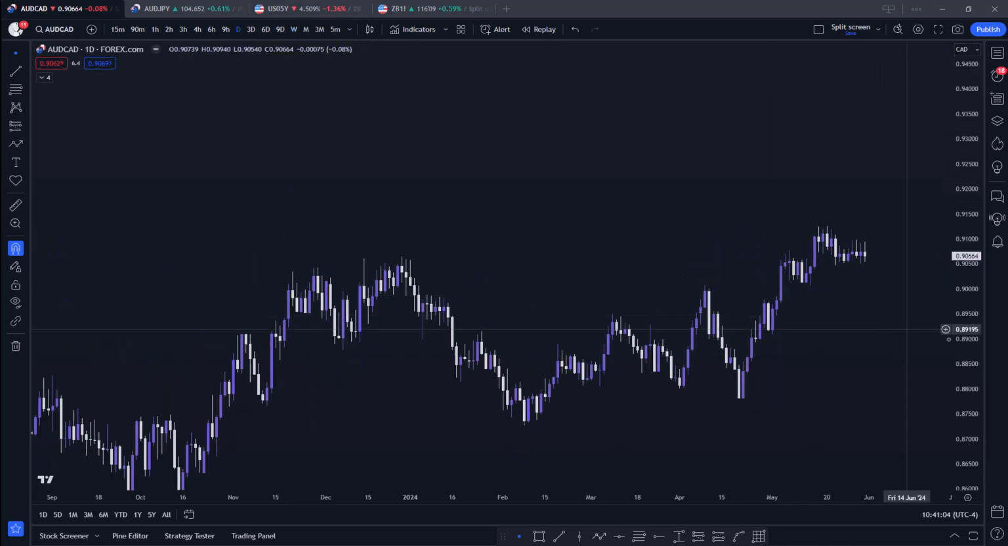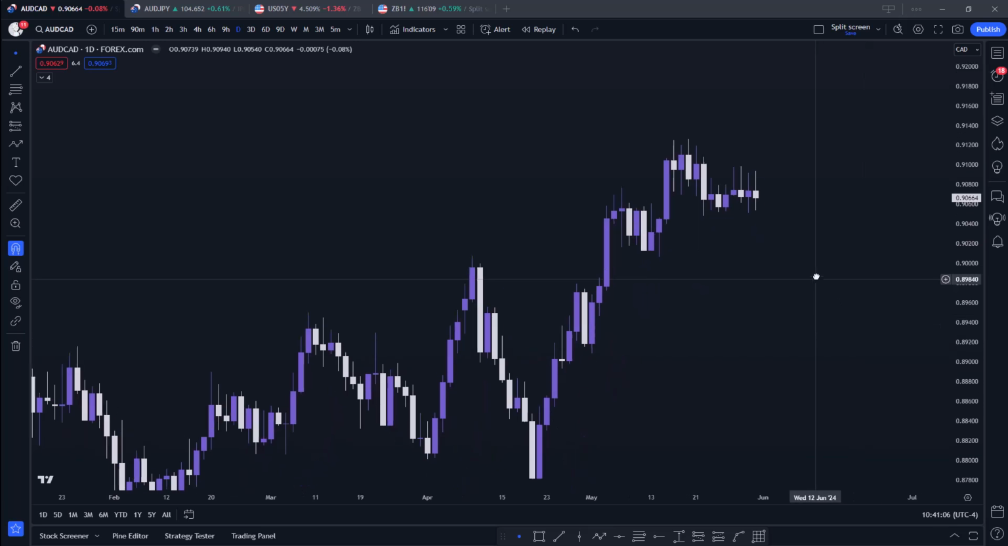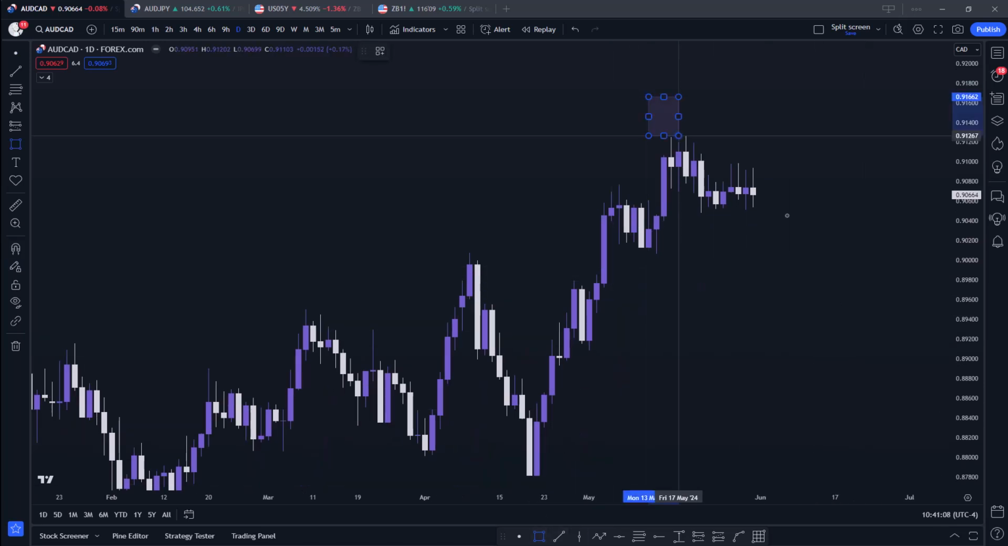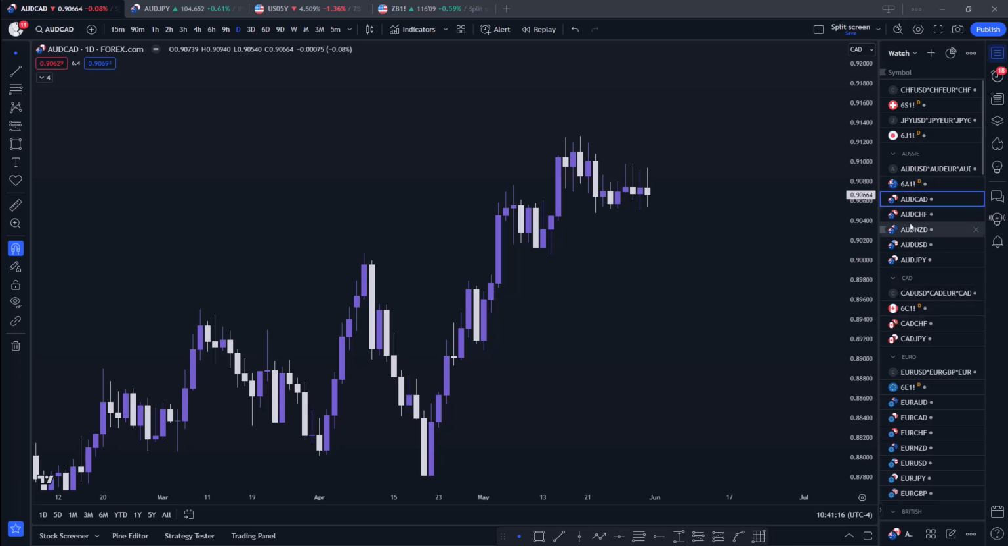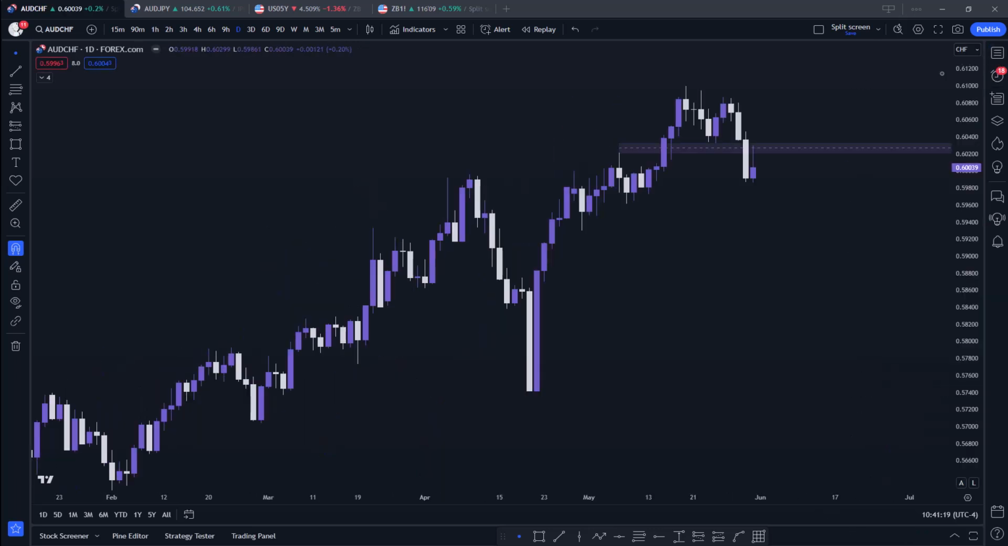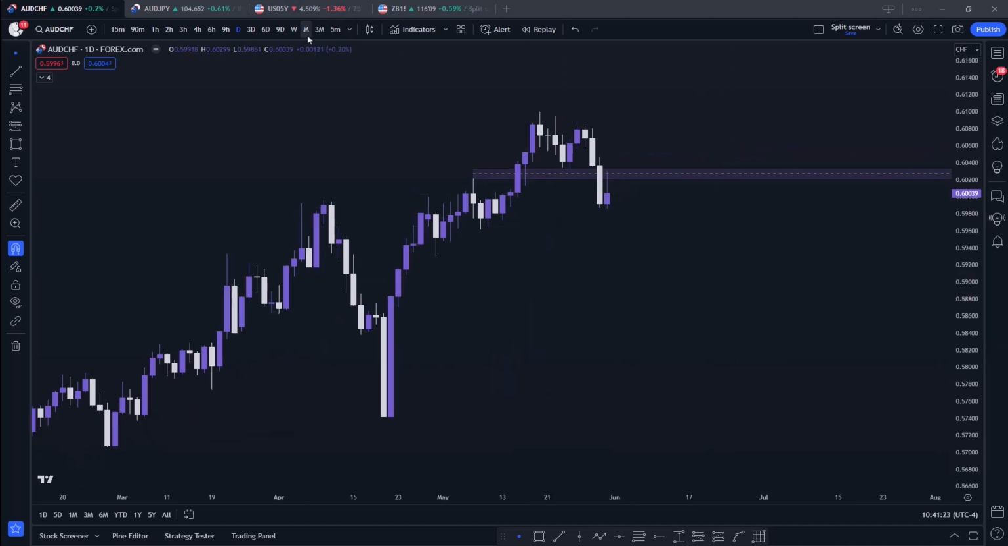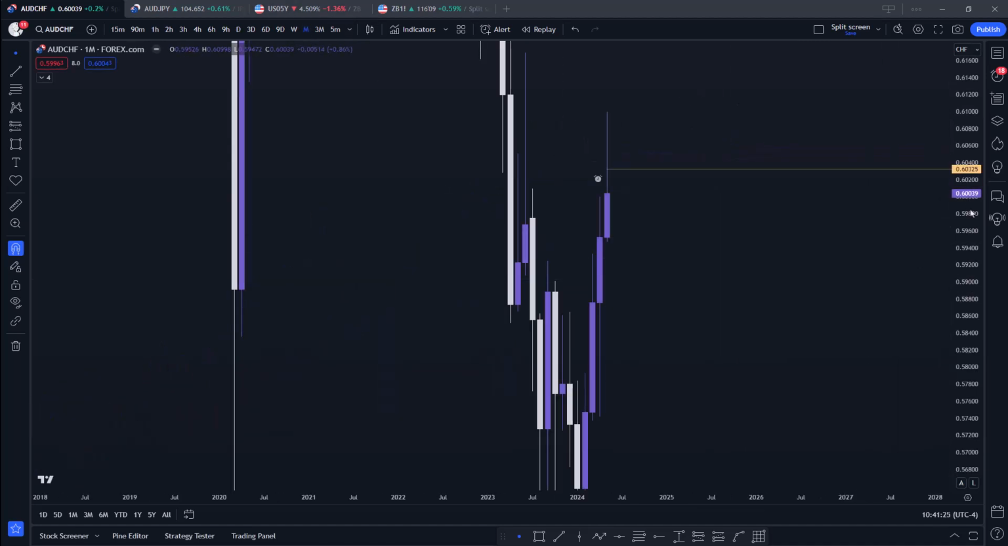Then we go down finally to the daily, and I see that we are currently in a weird sort of consolidation, so I'm not going to touch this as well. So yeah, nothing on AUD CAD. We move on to AUD Swiss, which is the one that I mentioned that we could get a nice trade opportunity on the same day. Starting off with the monthly time frame.